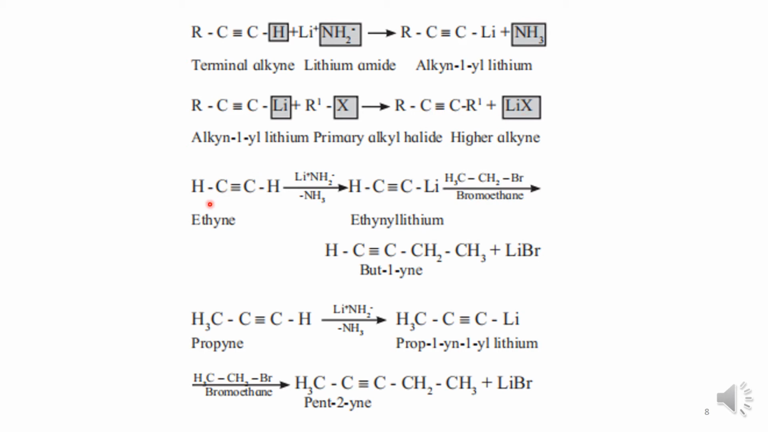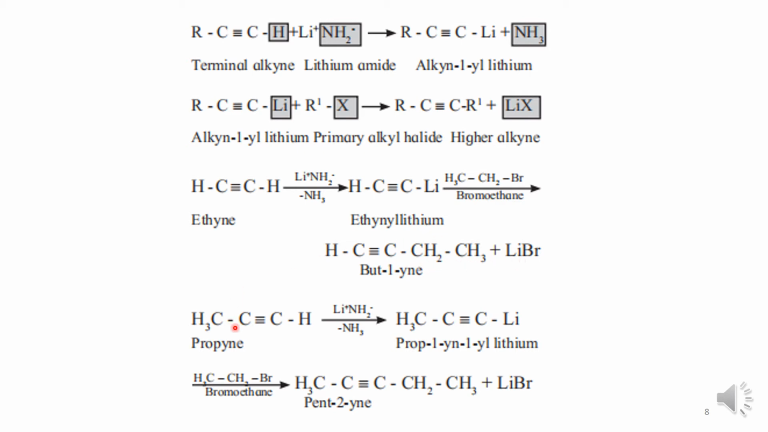If we take a compound like ethyne, and ethyne is treated with lithium amide, hydrogen is eliminated to give ammonia, and instead of hydrogen we will have lithium in the compound, and the compound is called ethynyl lithium. On treatment of this formed compound with, suppose, bromoethane, we will obtain but-1-yne and lithium bromide.